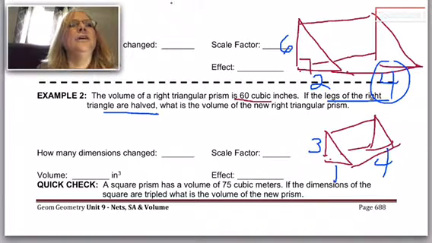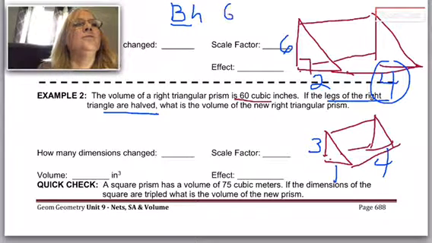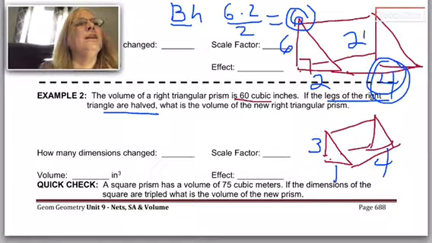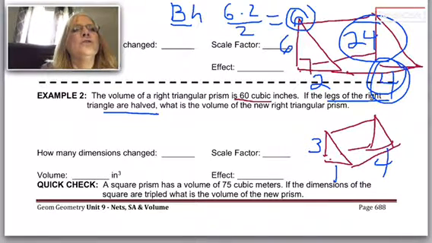Well, let's see. Area of the base times the height. It's our formula. The base is a triangle. So 6 times 2 divided by 2 is going to be 6. And we're going to multiply that times the height of the prism, 4, and we get 24. So the volume of this original triangular prism is 24 cubic inches.